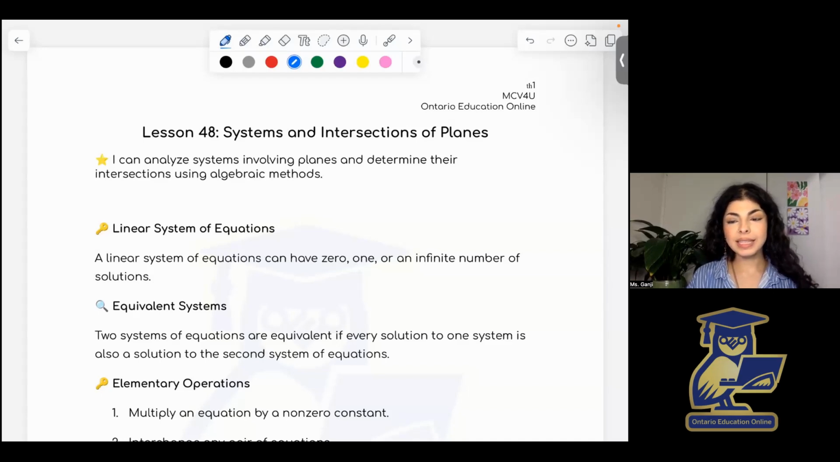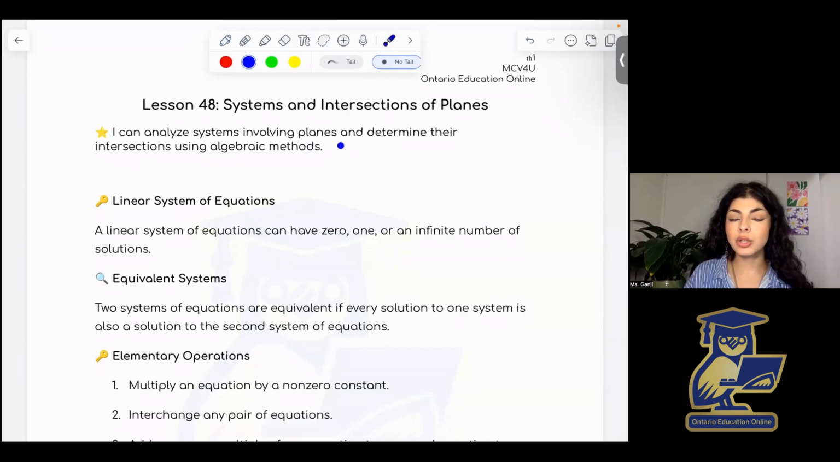Welcome to our next lesson on vectors. Today we are looking at systems and intersection of planes. So our goal today is to be able to analyze systems involving planes and determine their intersection using algebraic methods.